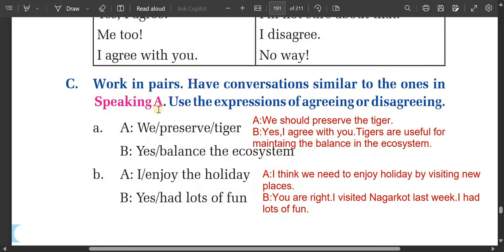Now, have conversations similar to the ones in Speaking A with expressions of agreeing or disagreeing. Number one, we should preserve the tiger. Yes, I agree with you. Tigers are used for maintaining the balance in the ecosystem. So you have to write in this way, dear students. Next, I enjoy the holiday. I think we need to enjoy holidays by visiting new places. You are right. I visited Nagarkot last week. I had lots of fun.